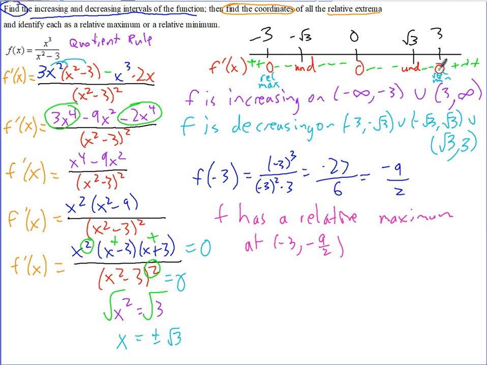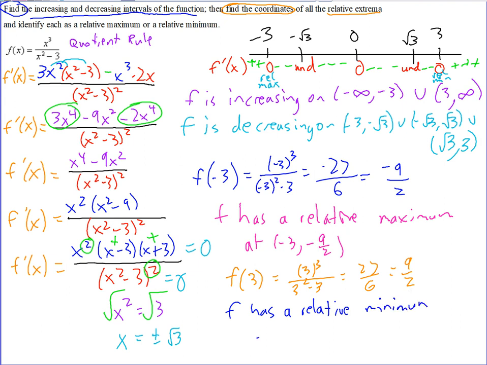And then we can do the same thing with positive 3. Find the y coordinate there where we have a relative minimum. 3 cubed divided by 3 squared minus 3 is 27 over 9 minus 3, 27 over 6. So the positive things. So f has a relative minimum at positive 3, positive 9 halves.